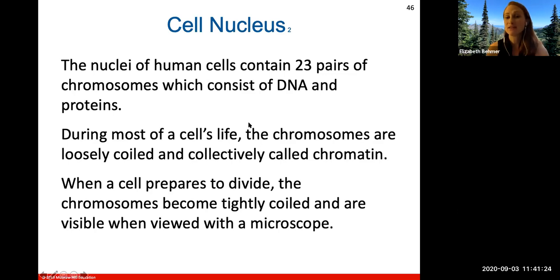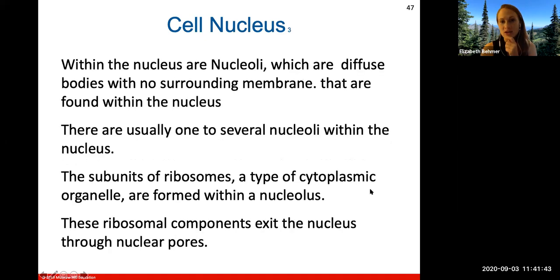During most of a cell's life, the chromosomes are loosely coiled and collectively called chromatin. So chromatin is just the loosely coiled version of DNA in the nucleus. But when a cell is getting ready to divide and reproduce, these chromosomes will become tightly coiled and they'll be visible underneath a microscope.